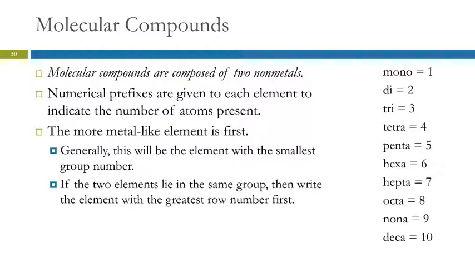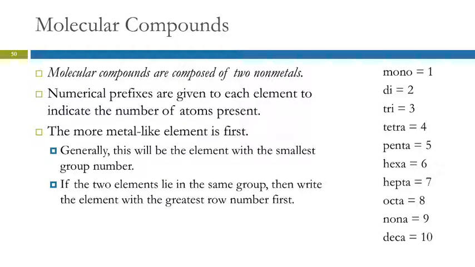Well, let's look on the periodic table. We know that the nonmetals are on the upper right side and the metals are on the lower left side, and there's that stair-step line. So the trend is, from left to right, it's less metallic. From top to bottom, it's more metallic. So if you're looking at nitrogen and oxygen, who's closer to the metal side? Nitrogen. So nitrogen's going to go first.